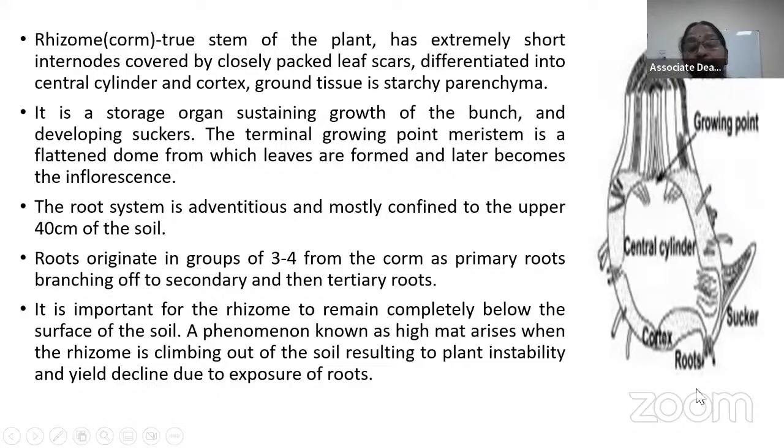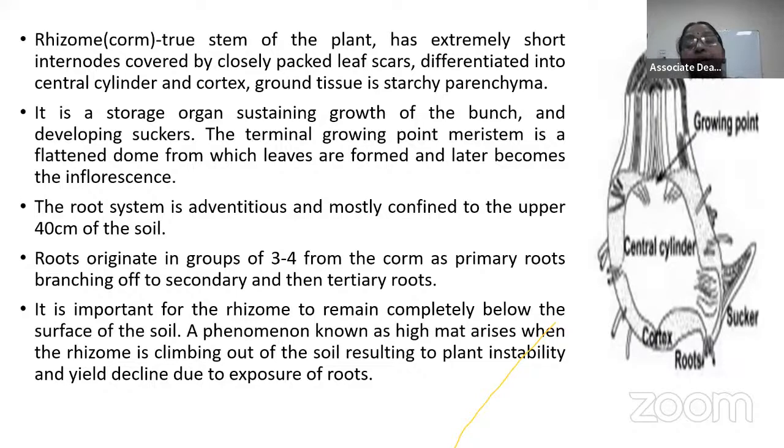For this, it is important for the rhizome to remain completely below the surface of the soil during its entire growth period. If that doesn't happen, a phenomenon known as high mat arises, where the rhizome is climbing out of the soil, and it will result in plant instability and also a decline in exposure of roots. So at the time of planting itself, care must be taken to see that the entire portion of the rhizome is buried into the soil.